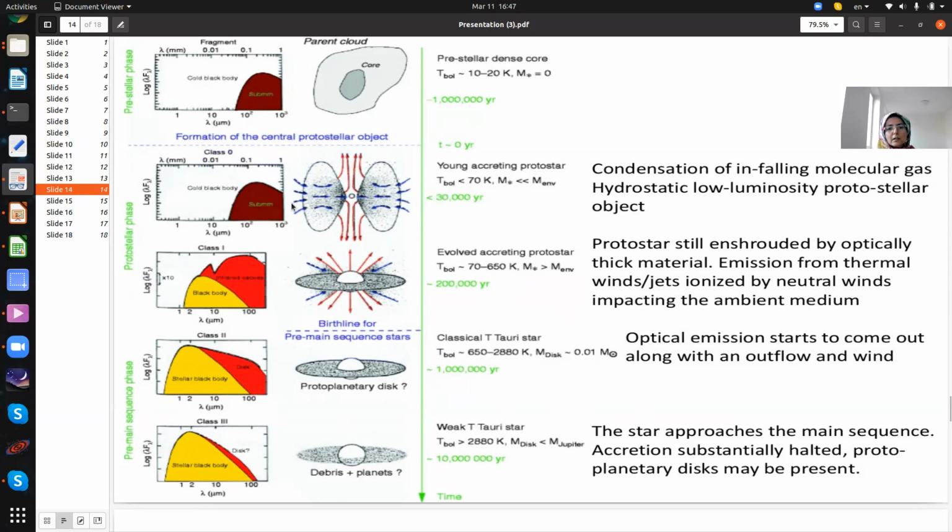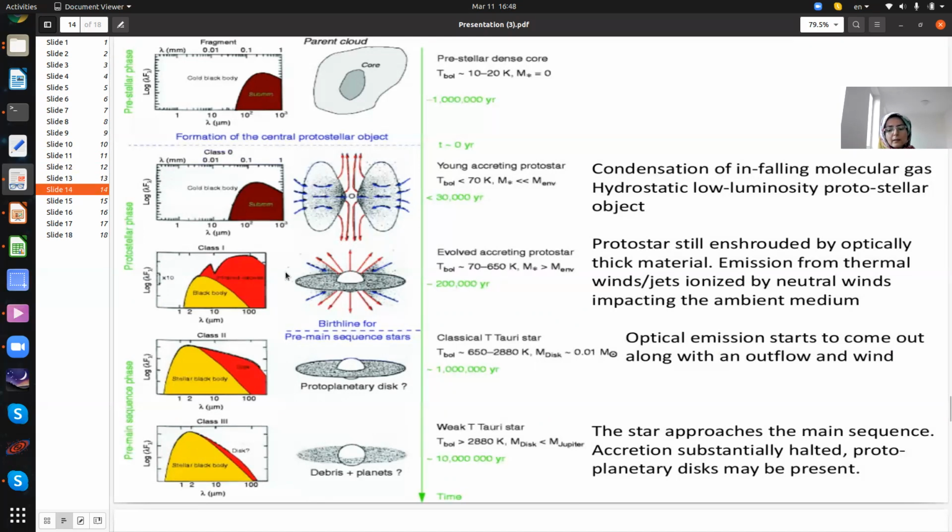And you see that we have a protostar, a young accreting protostar, and the temperature is less than 70 Kelvin. The mass of the envelope here is more than the mass of the protostar. And here we have the protostar, and these are molecular clouds that are dense and separate into fragments, two pieces. We have gravitation and radiation, or jets as we call them.